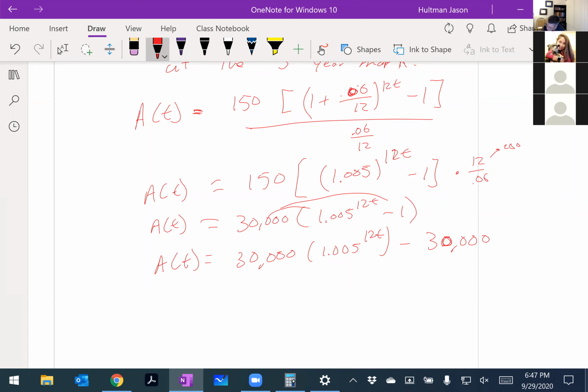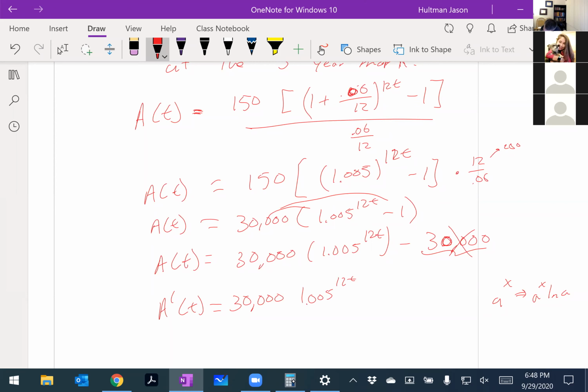Okay. So now let's take the derivative of this thing, A prime of t. The derivative of the constant is going to go away. That's 0. This thing is a base to a power. Well, this is just going to be 30,000 in front. And then what was the formula for a base to a power? How do we find the derivative of a to the x? Well, wasn't it a to the x natural log a? Yeah.